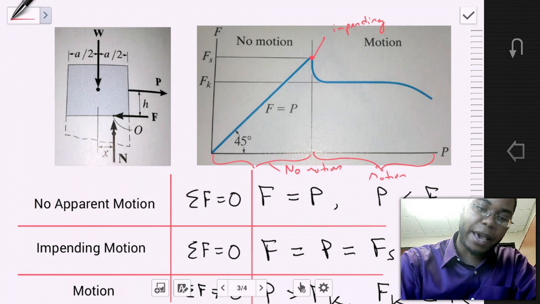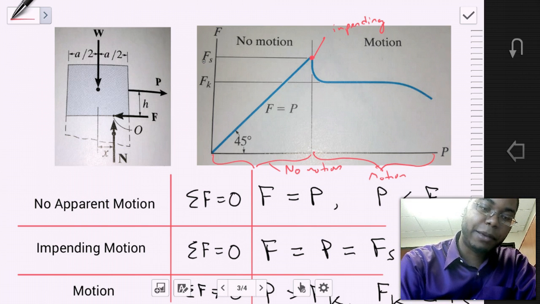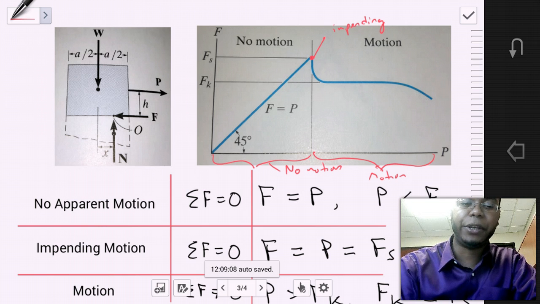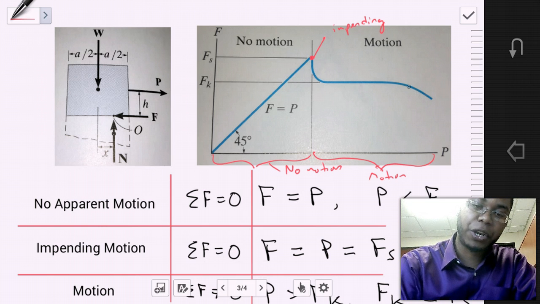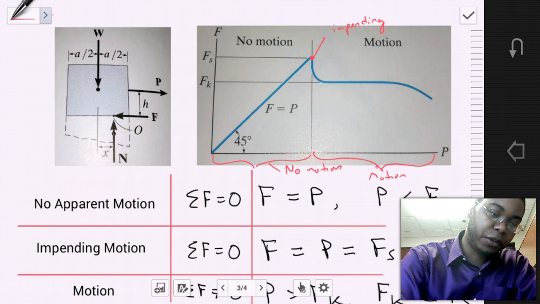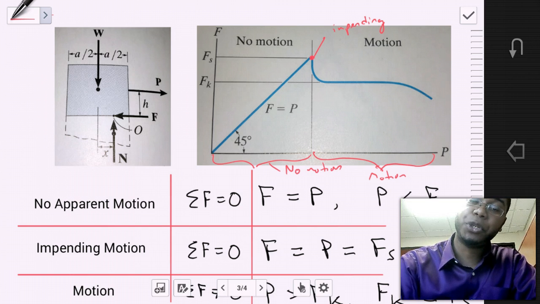Notice that when the value of P is greater than the limiting static frictional force, the value of the kinetic frictional force decreases significantly, and that's due to the degradation of the contacting surface. So in general, there are three different states that we're going to study. There's a state of no apparent motion, where we know that the sum of the forces is equal to 0 because there's no motion.